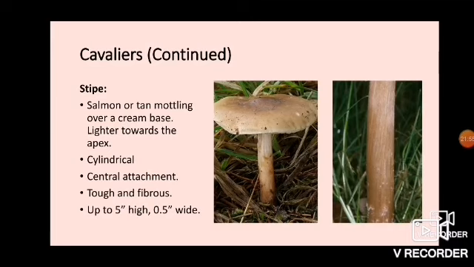It has a central attachment to the cap. It is tough and fibrous. So you can see longitudinally, it does look like there's a whole lot of fibers almost pressed together, and that's what's making the stipe up. And these grow up to about 5 inches high and about a half inch wide. So a very tall, thin stipe.